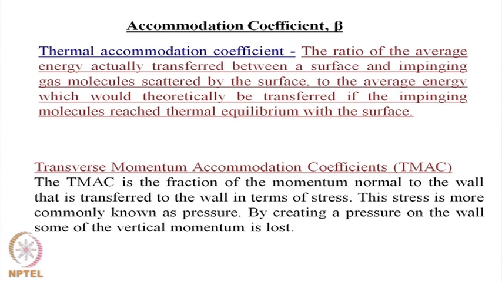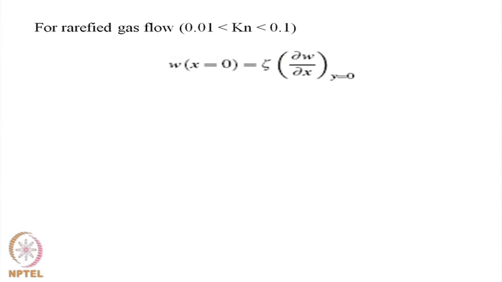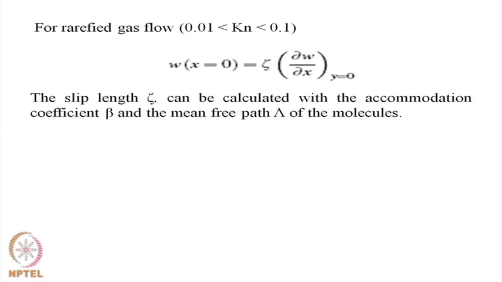strikes a wall. So, for rarefied gases, the velocity at the interface is not equal to 0, rather it is modeled as a function of a slip length and a gradient of velocity at the wall. This is used as the boundary condition for rarefied gases, and by rarefied gas we mean when the Knudsen number is greater than 0.01, but less than 0.1.